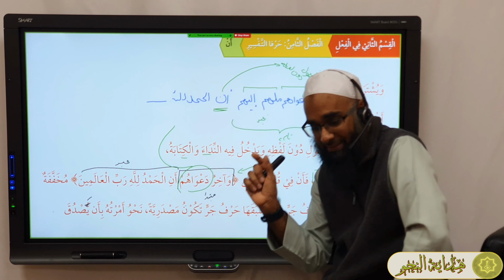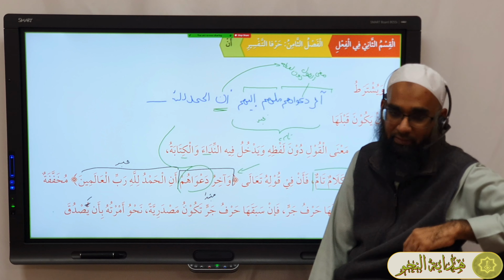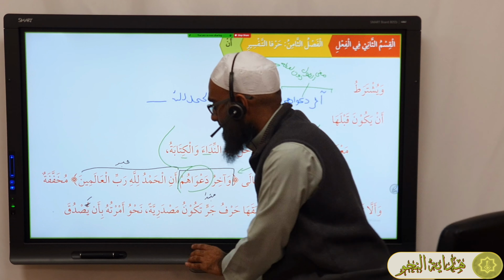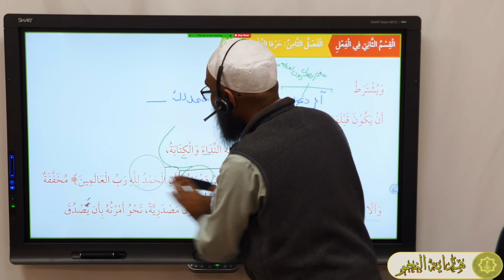We don't do that. It's very rare to see that. But maf'ul is not umdatul kalam. Very rare to see that, so we don't put it in the book. So if it's a maf'ul, that's fine. If I say yad'u, that's kalam tam. Da'a yad'u, fa'il. Okay? And also remember one thing, that you can have an tafsiriyah after qawl duna lafzihi. You don't have to have it.